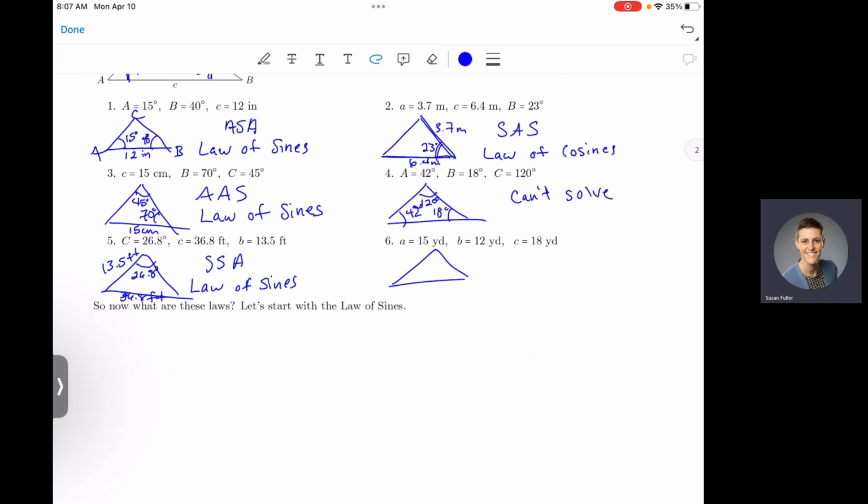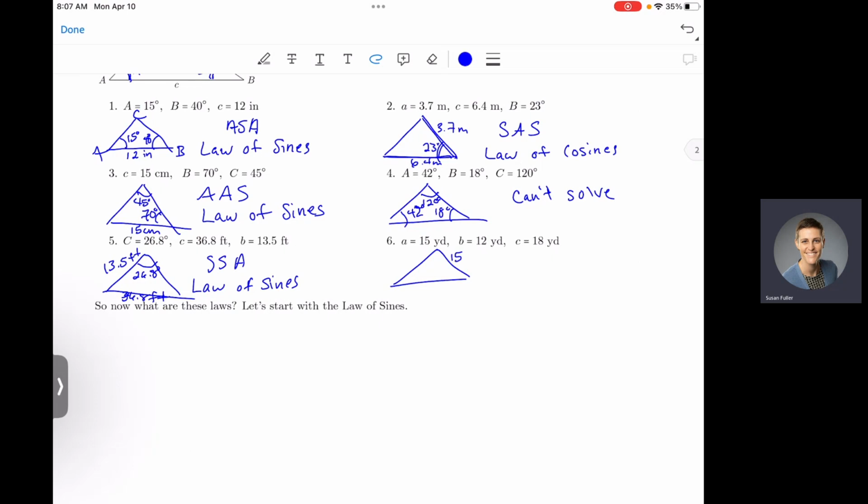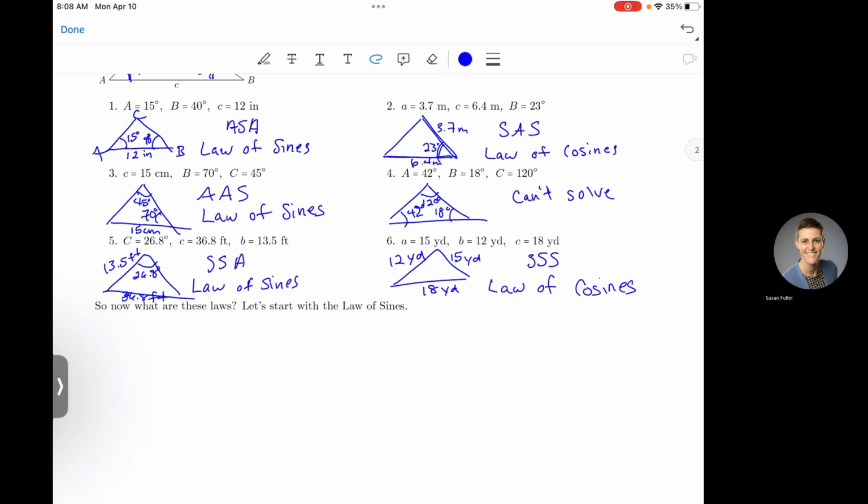All right, last one, number 6 here. Side A is 15 yards, side B is 12 yards, and side C is 18 yards. This is side, side, side. We're given all three sides, and this is a law of cosines situation. So we would use the law of cosines to solve that one.